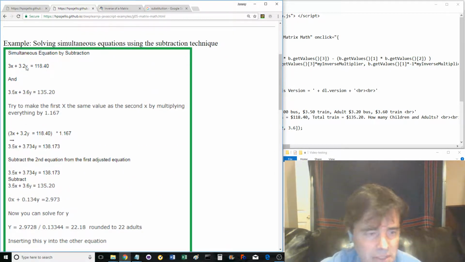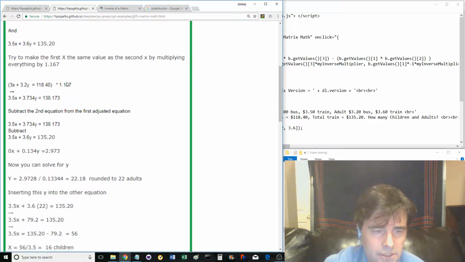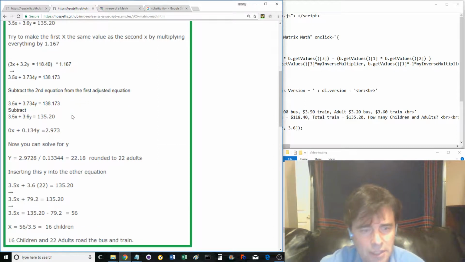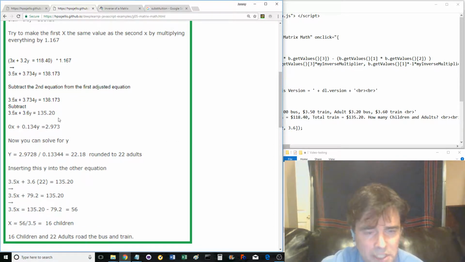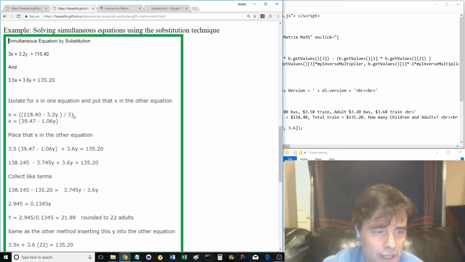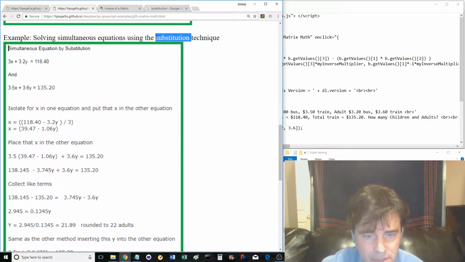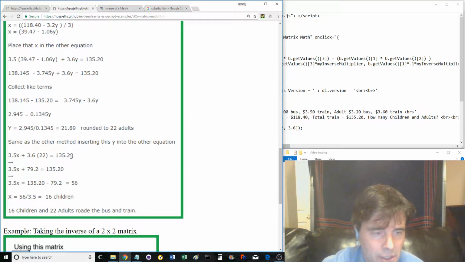Something like 3x plus 3.2y equals 118.40 and 3.5x plus 3.6y equals 135.20, where x equals children and y equals adults. Get rid of one of the unknowns either by subtracting one equation from the other or substituting one equation inside the other, and solve for one of the unknowns. Then come back to either of the equations and solve for the final unknown. Many online simultaneous equation solvers will do the math for you. The answer is 16 for x and 22 for y, so 16 children and 22 adults.